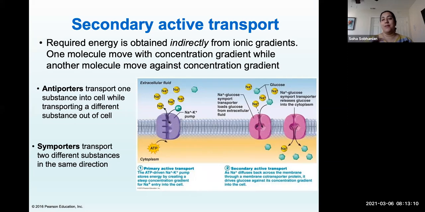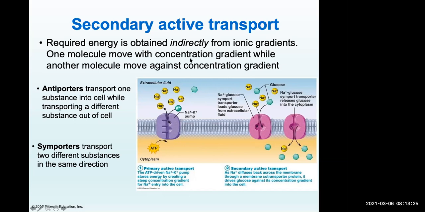Now, for our purpose, I'm not going to go into details about this. All I want you guys to know is that there are 2 types of secondary active transport called antiporters and symporters. And that's all you need to know. That's the amount of detail I want you to know. Nothing beyond that.